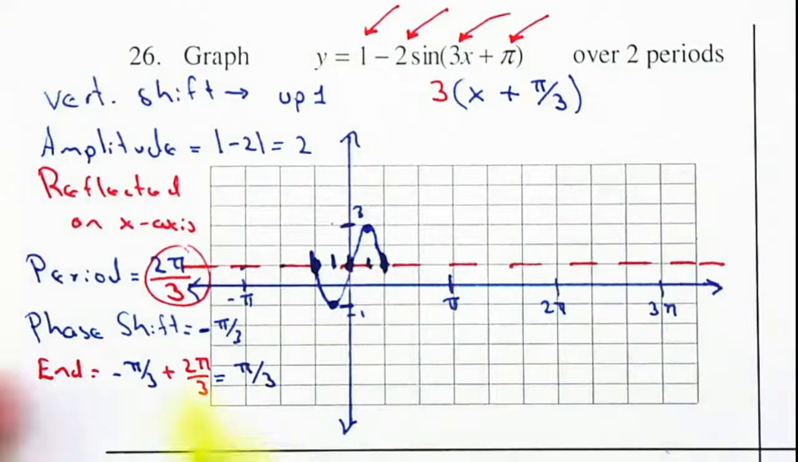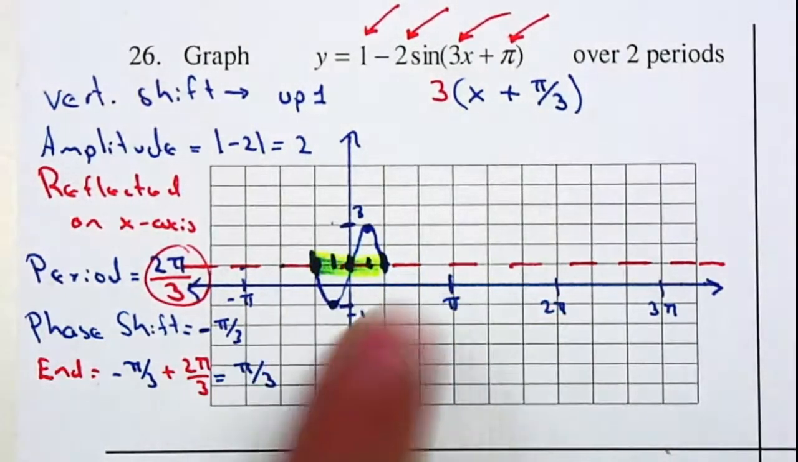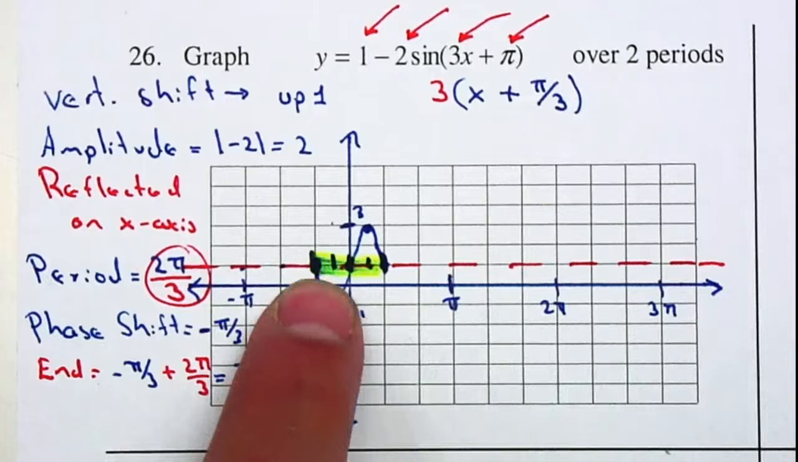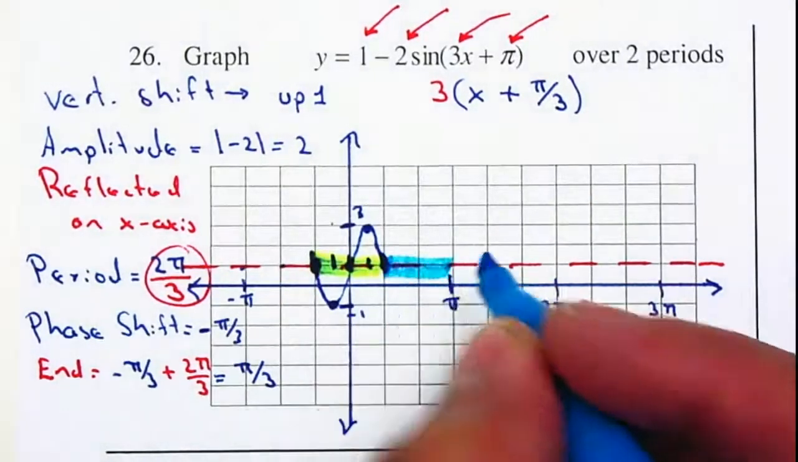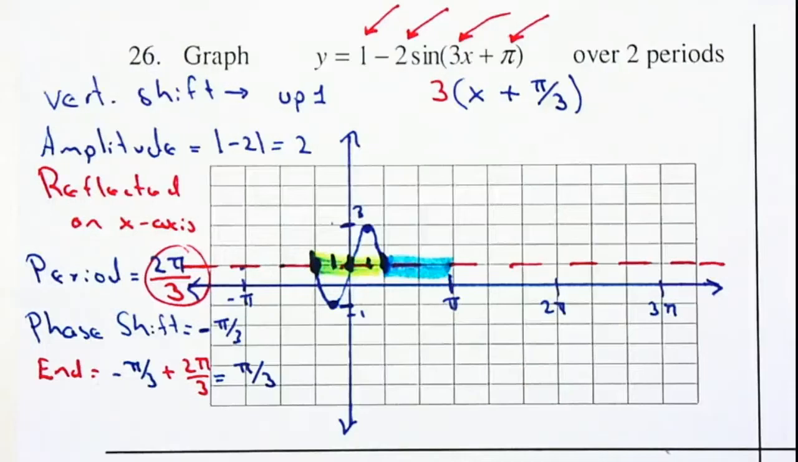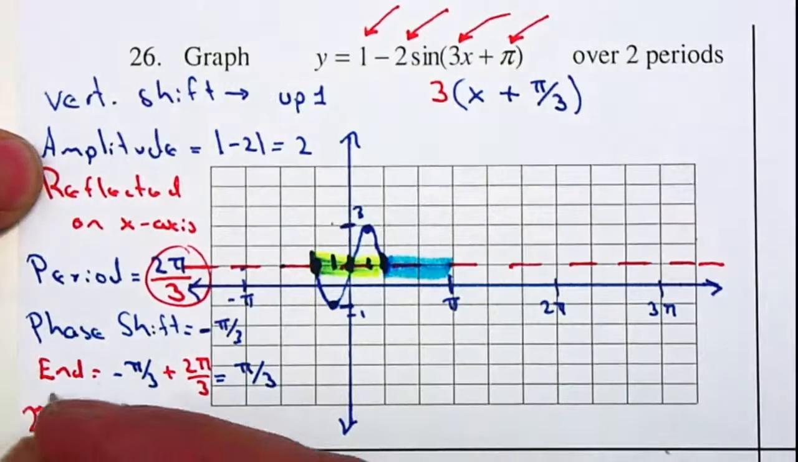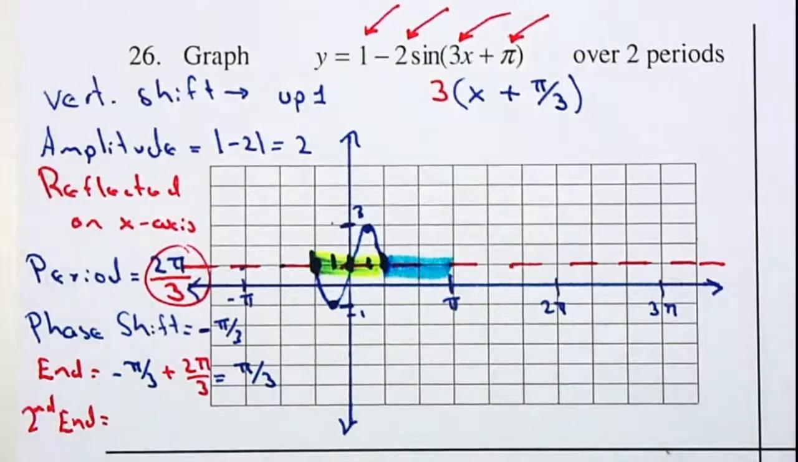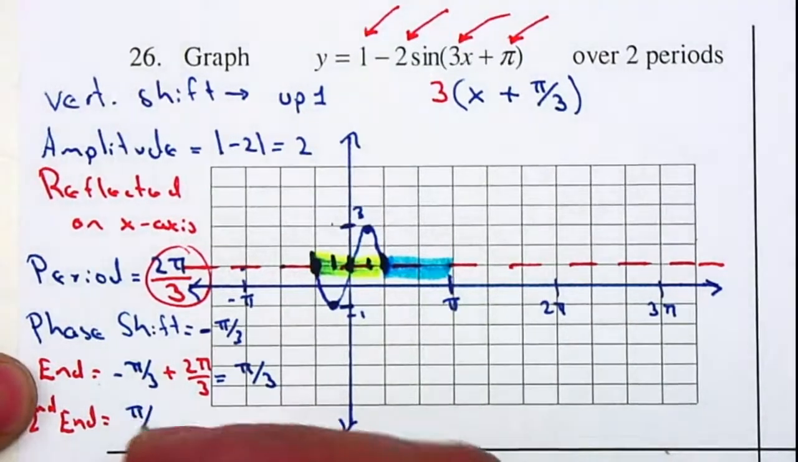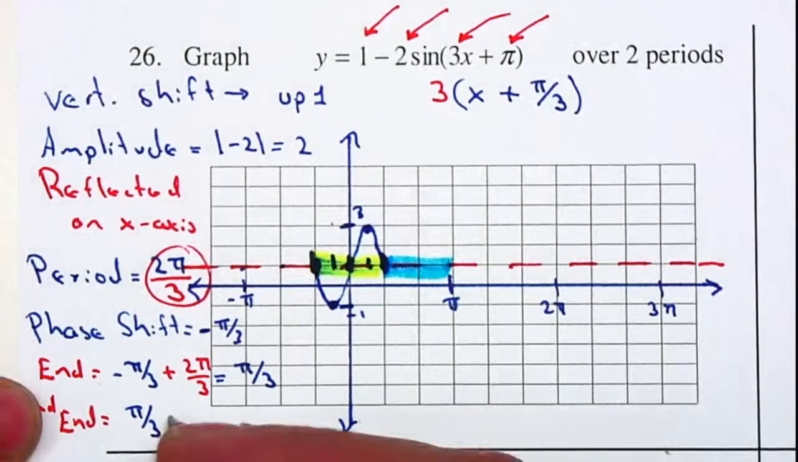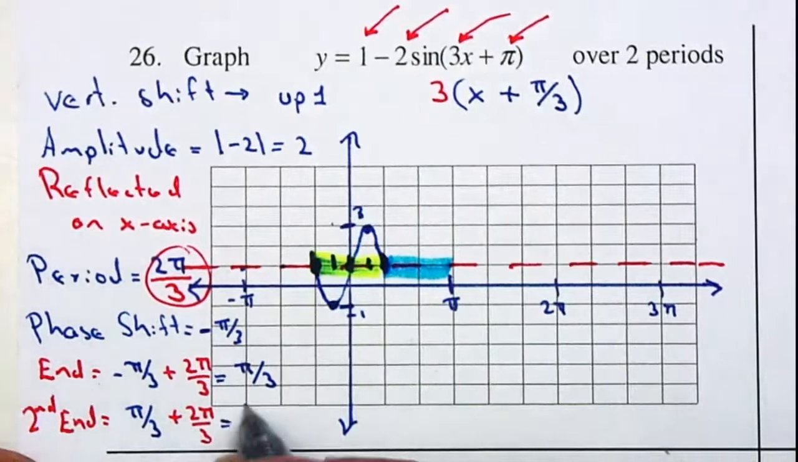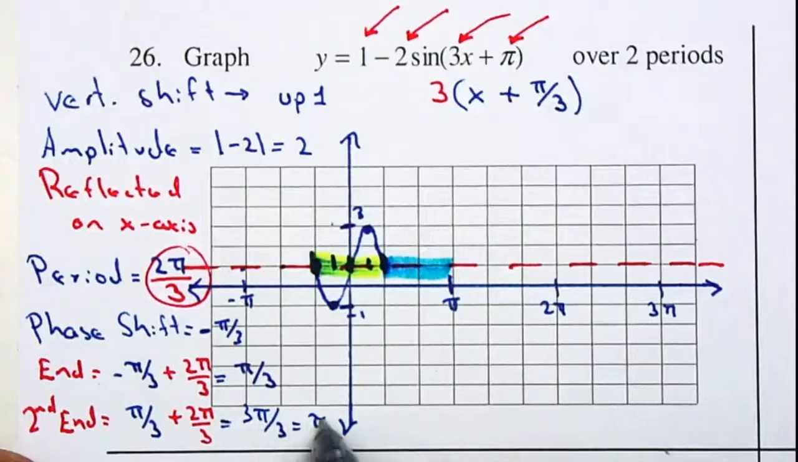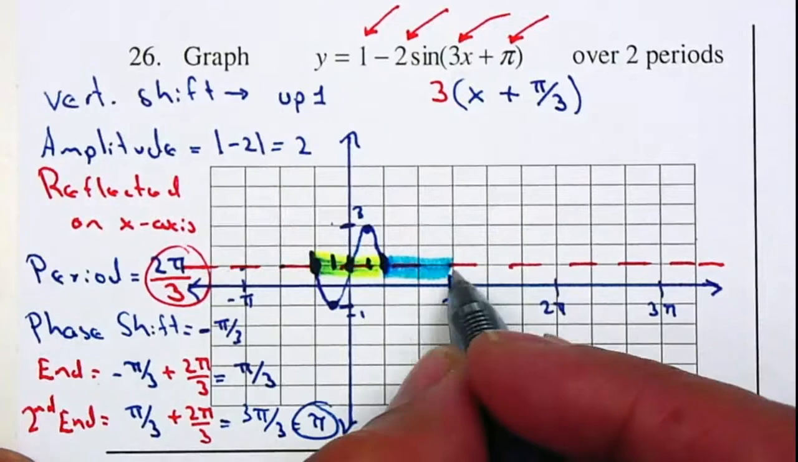Now remember, we've only done one period. We need to do another period. Now some of you guys will say, well, the period is too little, 2/3, so therefore I can just grab 2/3 and I can divide it in 4 sections again. But I want to be able to see the math. So for your second end, you're going to take where you ended right now, which is pi over 3, and you're going to add your period once again. So it'll be plus 2 pi over 3, which will give you 1 pi plus 2 pi, which is 3 pi over 3, which is pi. And that's where we end.